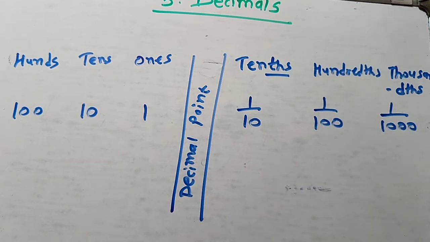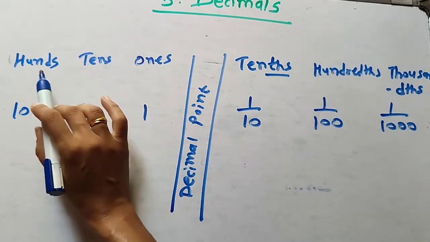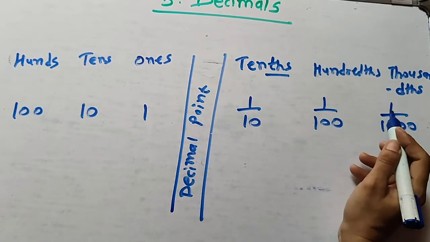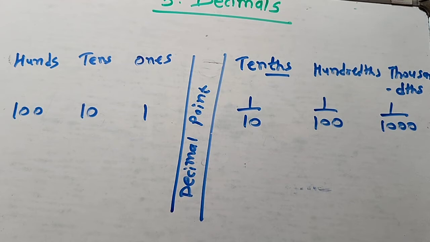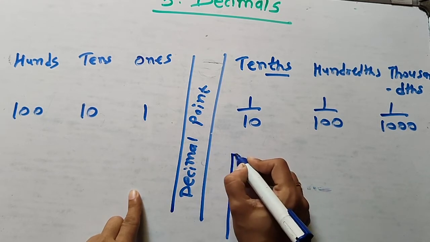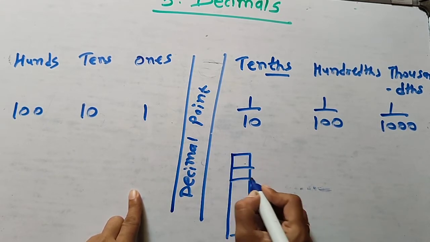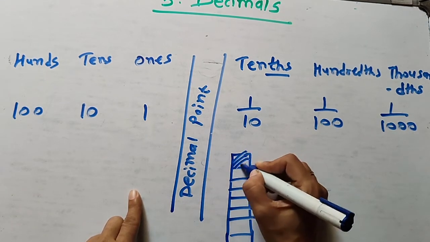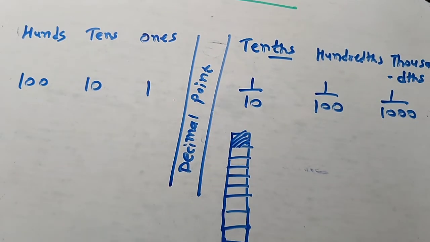So after the ones place is the decimal point, then the tenths place, hundredths place and thousandths place. So what is meant by the tenths place? Suppose this is 1. Okay, 1 is divided into 10 equal parts: 1, 2, 3, 4, 5, 6, 7, 8, 9, 10. So this one part is called 1/10.